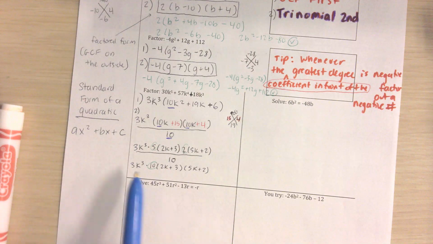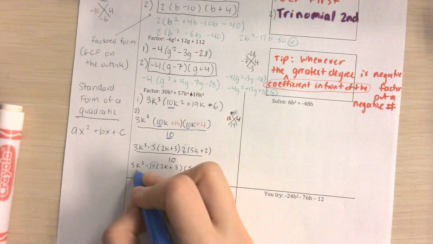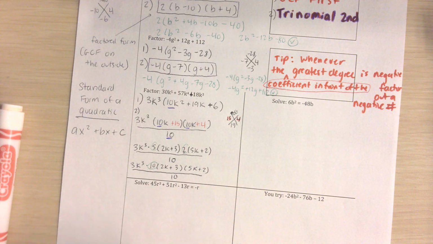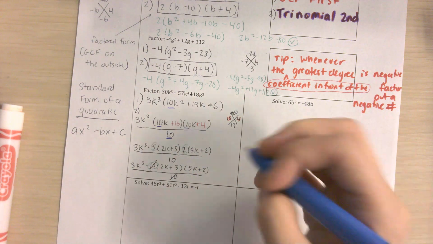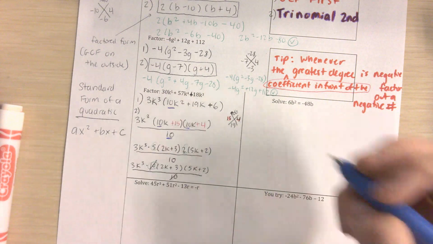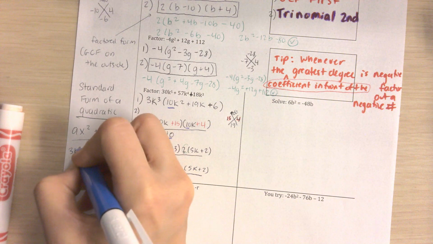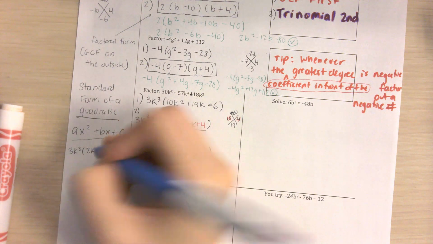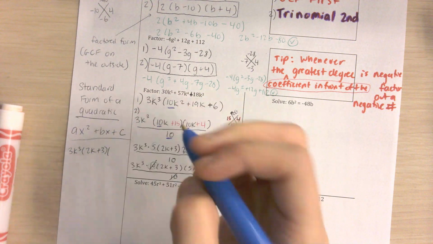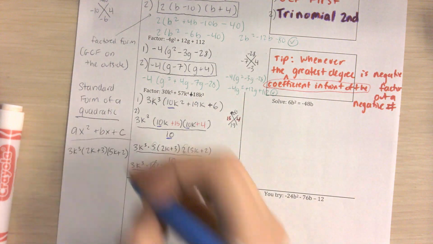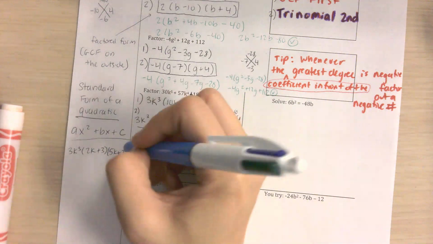If you wanted to, you could make it 30, but I'm just making it 10 because we know in the end we have to cancel out with this 10 in the bottom. So now these 10s cancel, and we're just left with 3k to the third, 2k plus 3, 5k plus 2. So this is our answer.